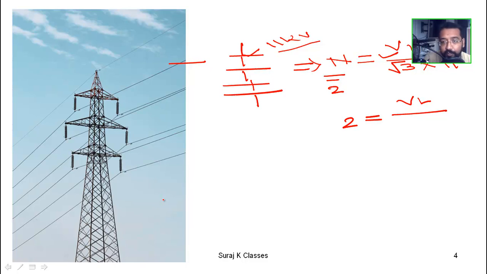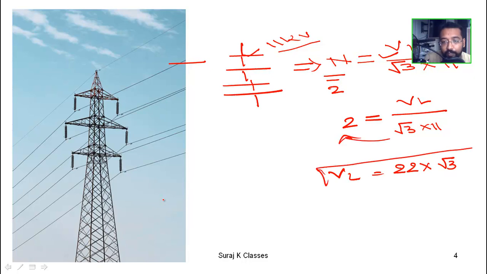root 3 into 11. Now if you multiply this, you will come to know that 22 into root 3 will come here, and this would be your voltage. 22 into root 3 results in around 35, you can just calculate it, something like that. So this should be the voltage level.